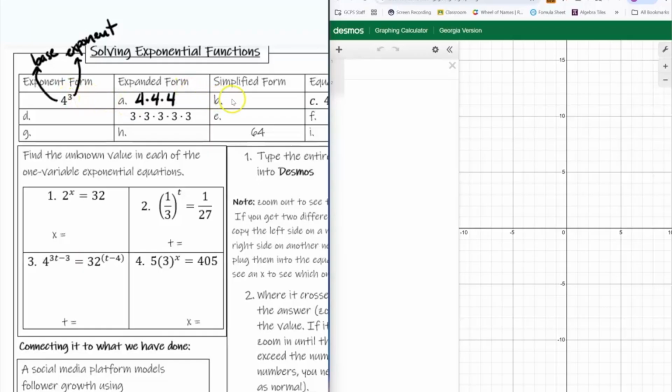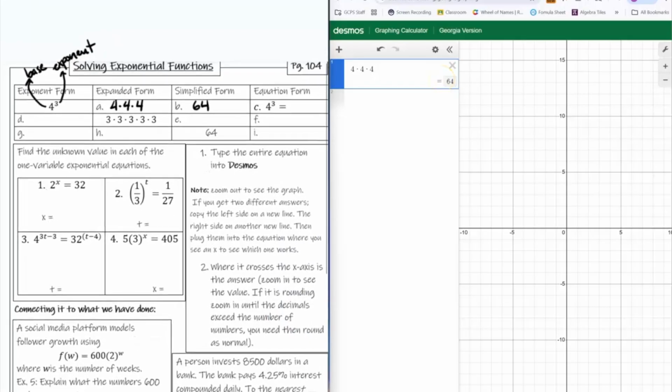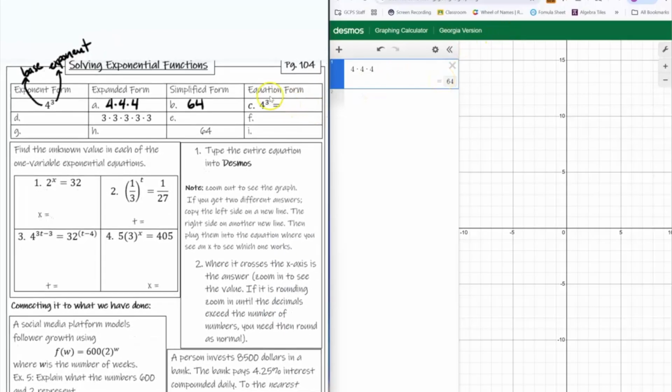All right, simplified form means go ahead and simplify that. So what is 4 times 4? 16. 16 times 4 is 64. You can just type that into Desmos and see that that is what it is. So the simplified form is 64. Then finally, we want to write the equation form. The equation form is saying the exponent form is equal to the simplified form. So 4 to the power of 3 is equal to what? 64. So that's what equation form looks like.